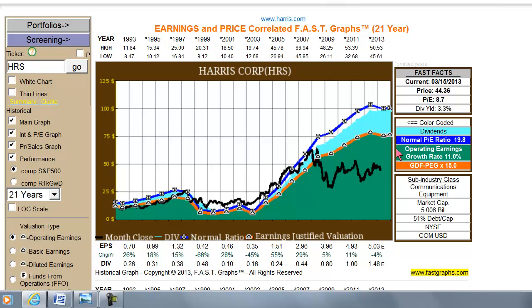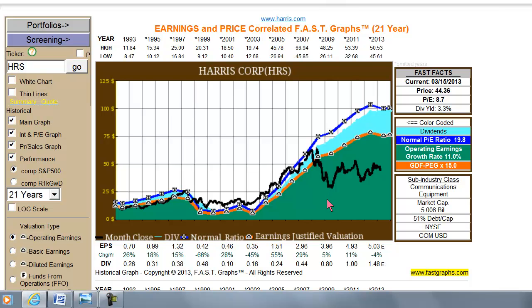Now, interestingly, that calculates out to a normal PE of 19.8, and that's what the blue line on this graph is. It would represent a PE of 19.8. So to clarify, if the stock price is touching the orange line, it's trading at a PE of 15. If it's below it, it's less, and if it's above it, it's higher. Same can be said about the blue line. If the black price line is touching the blue line, it's trading at a 19.8 PE. If it's above the blue line, it's trading at a slightly higher PE. And if it's below the blue line, it's trading at a significantly lower PE.